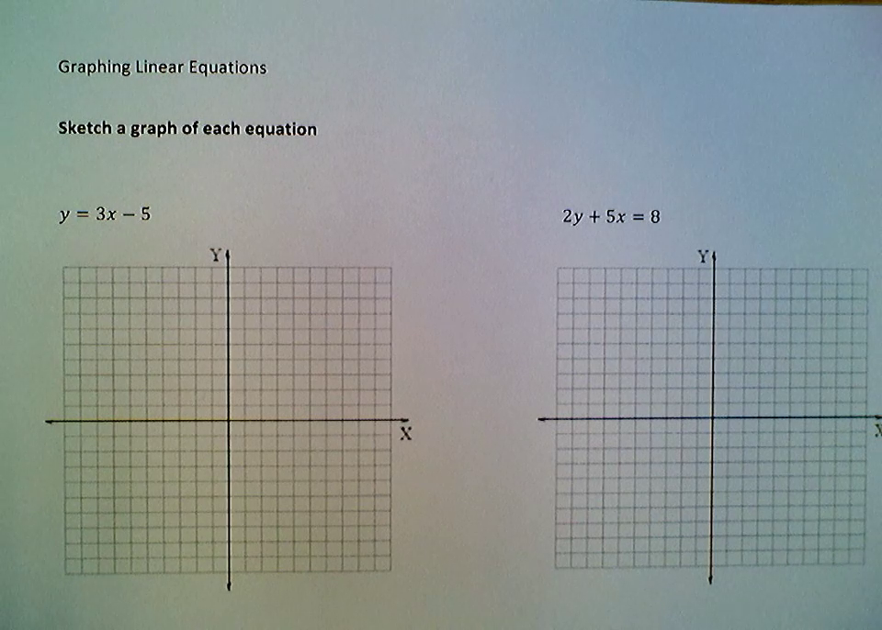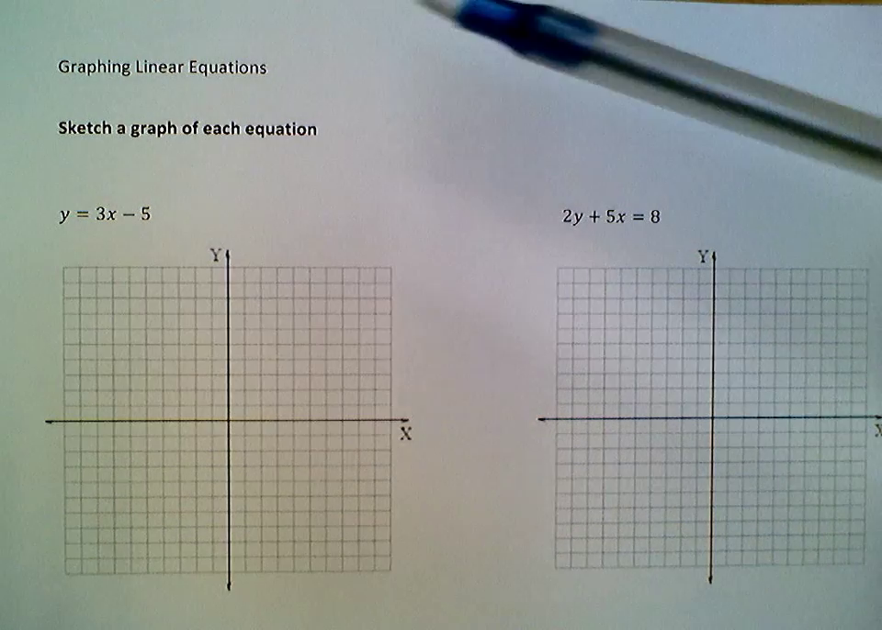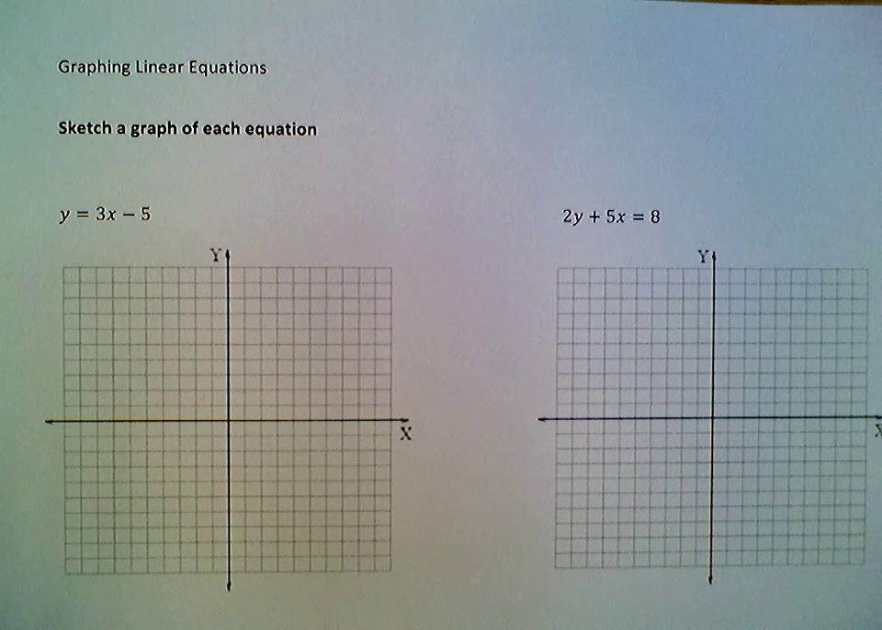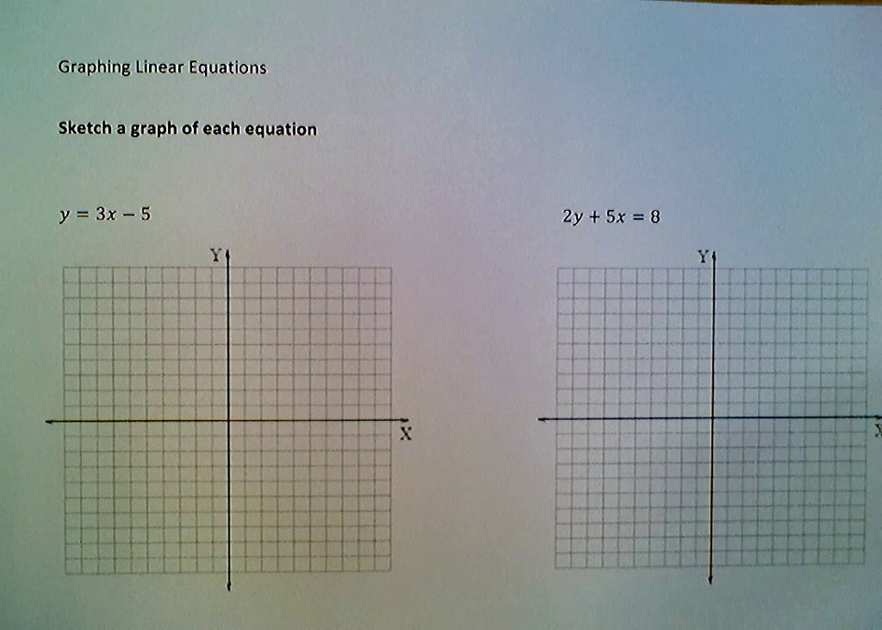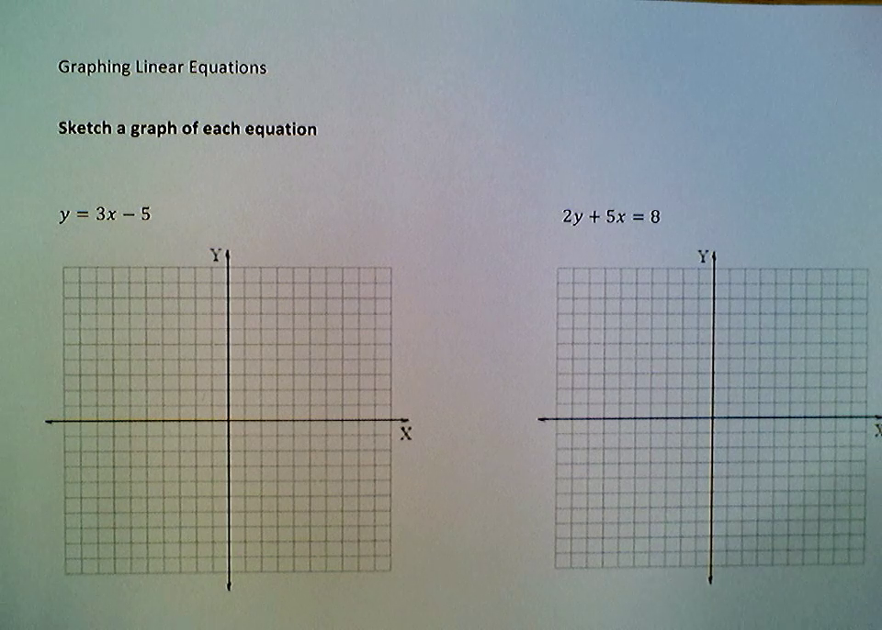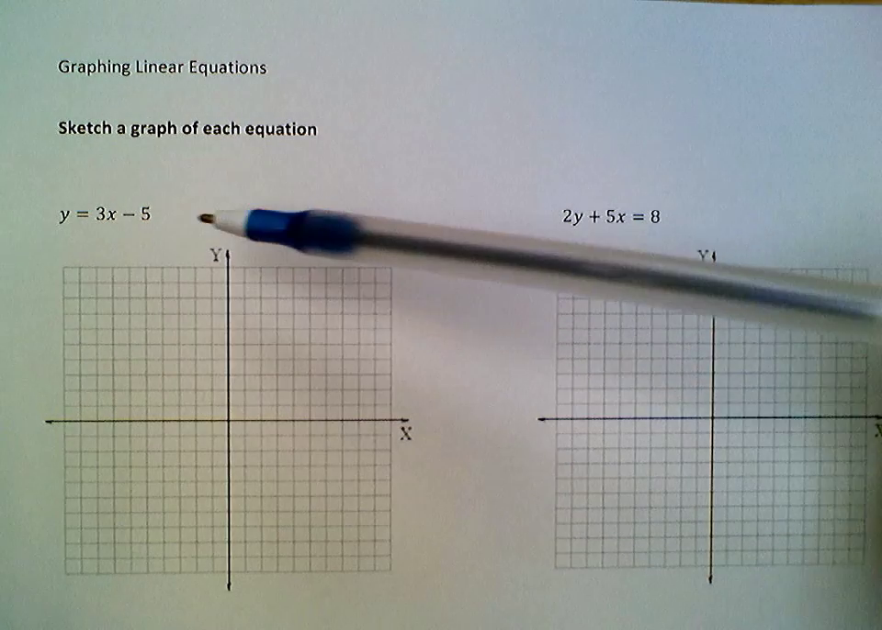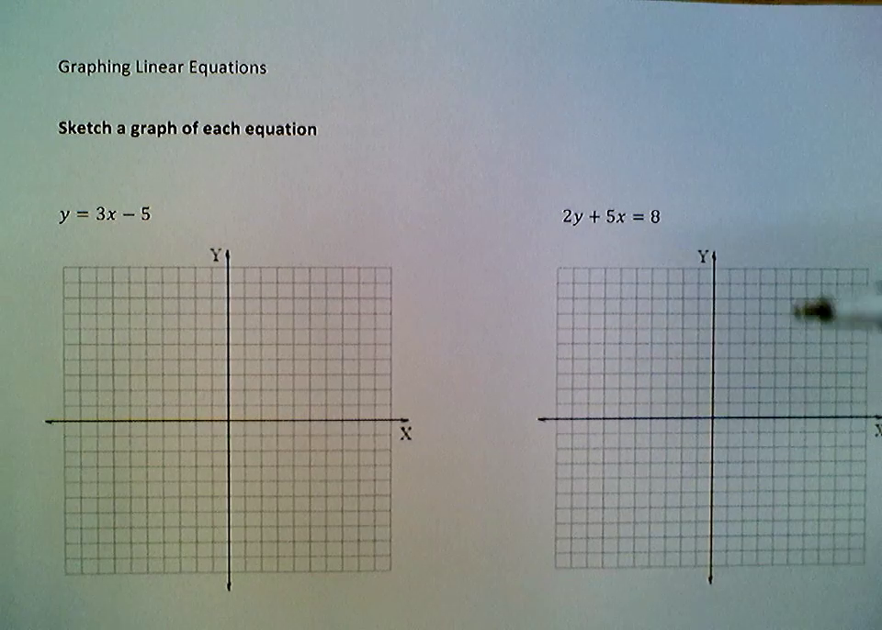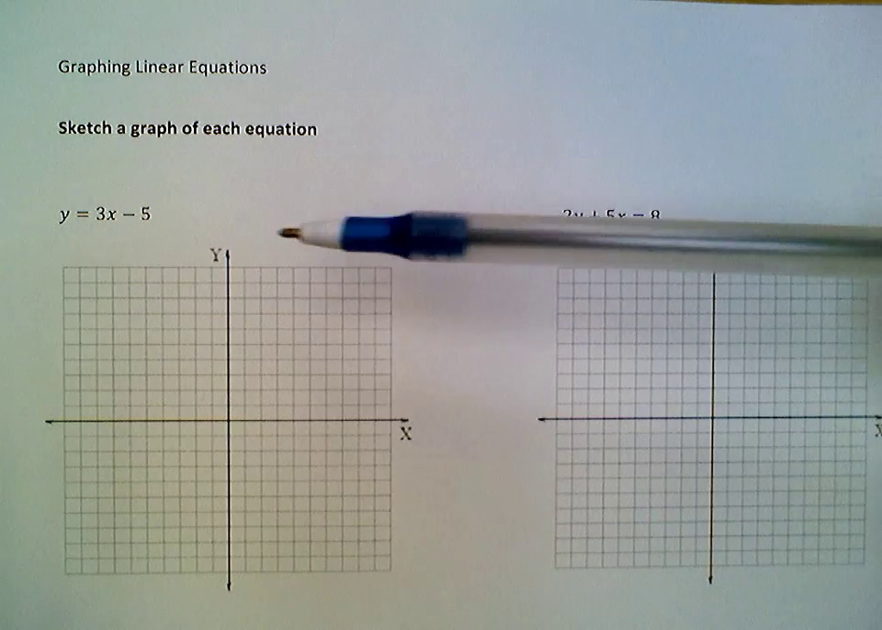Alright, in this video we're going to review some graphing of linear equations. Remember, a linear equation means that when you graph it, it'll make a straight line, and an equation will always be linear if all the variables are first degree. In other words, if all the exponents are 1. So let's start with this first example here.